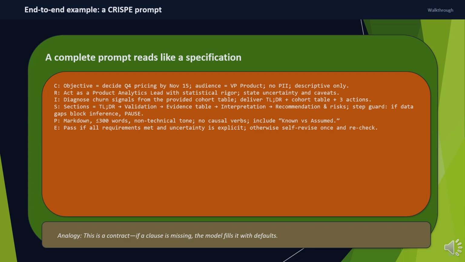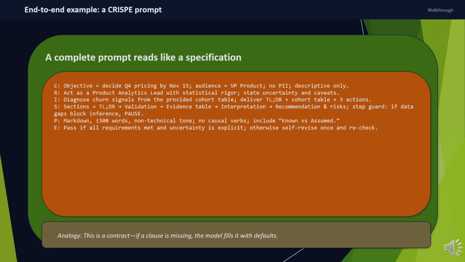Contracts reduce ambiguity by explicitly stating terms, responsibilities, and constraints. When a contract is missing a clause, people rely on defaults and assumptions, leading to disagreements and unexpected outcomes. Prompts behave similarly. When a CRISPE element is missing, the model fills the gap by guessing, increasing variability and reducing reliability. Each CRISPE line also maps to a standard failure mode that it is designed to prevent.